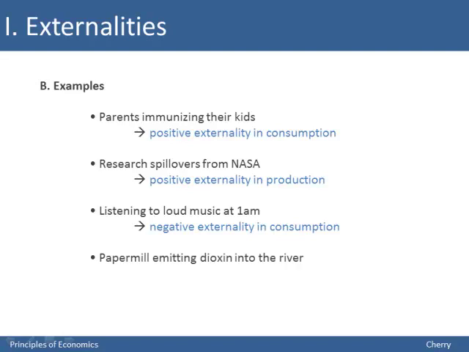And the last example we're going to go through here is a paper mill emitting dioxin into the river. Now, this is a specific example, but more generally you could think of any production activity or manufacturing activity that emits pollution into the river, into the air. This is a negative externality in production because the production is the activity generating the external effects, and those external effects are negatively affecting the bystanders.